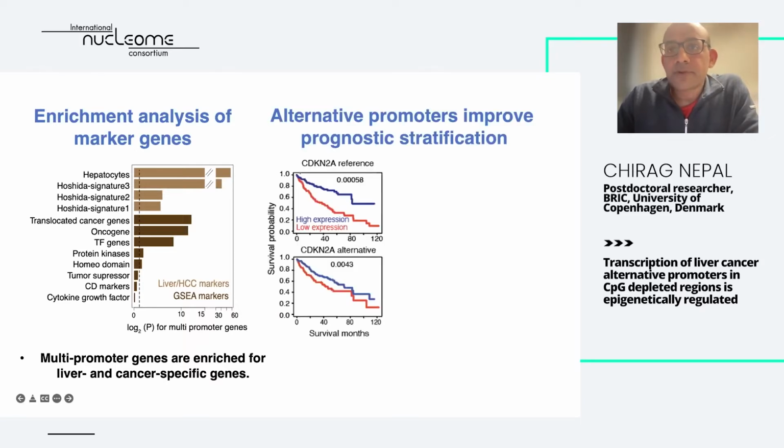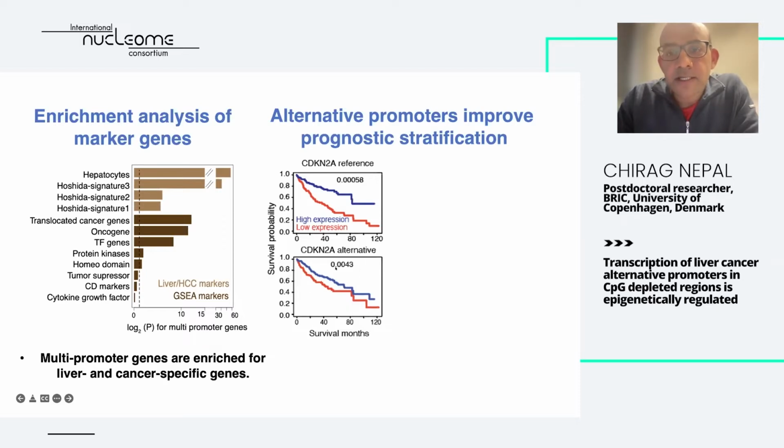Then we also looked at the prognostic stratification of the patients. This is an example of a CDKN2A reference promoter, and we classify high and low expression and predict the survival probability of the patients. And we see that there is a significant difference. Similarly, when you do it for the alternative promoters, you can see that there is also a significant difference.